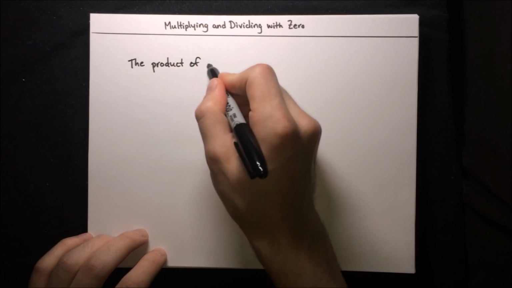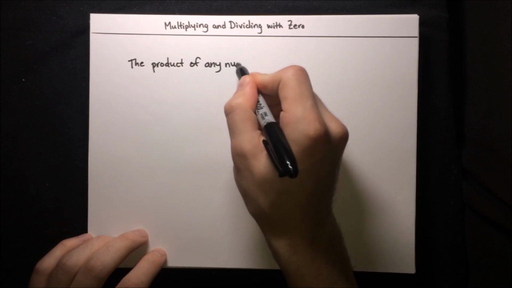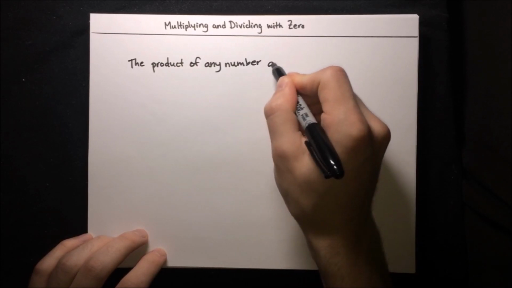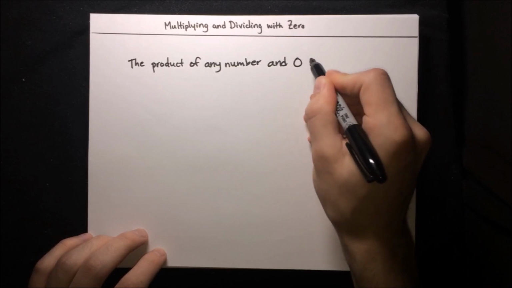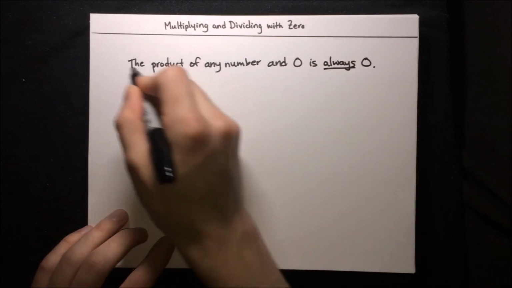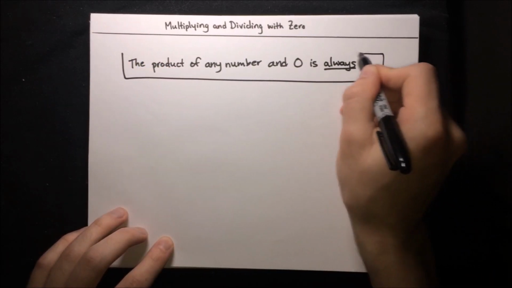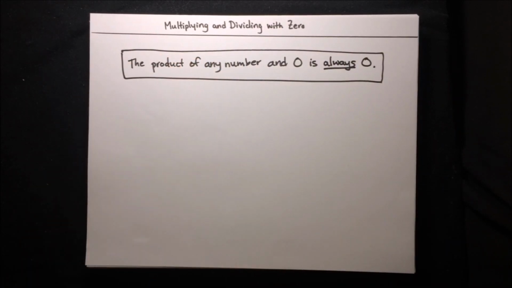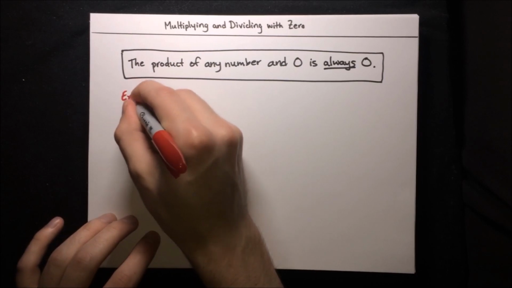of any number and 0 is always 0. That's super important, so let's put it in a box. And let's also do a few examples.